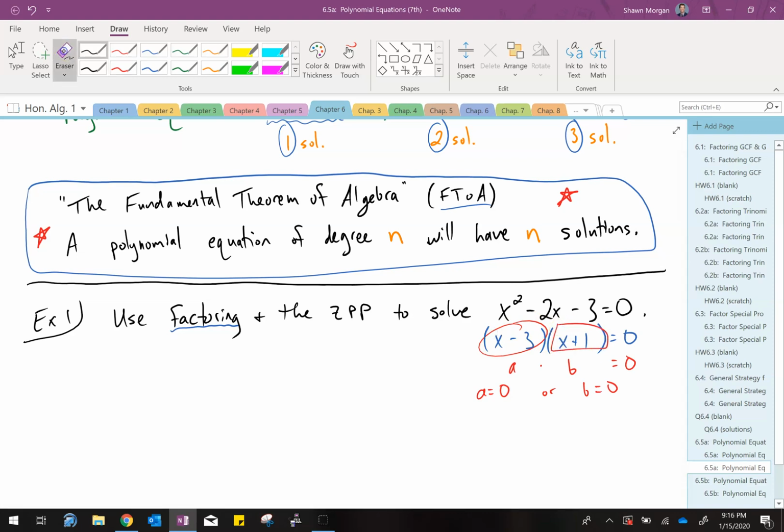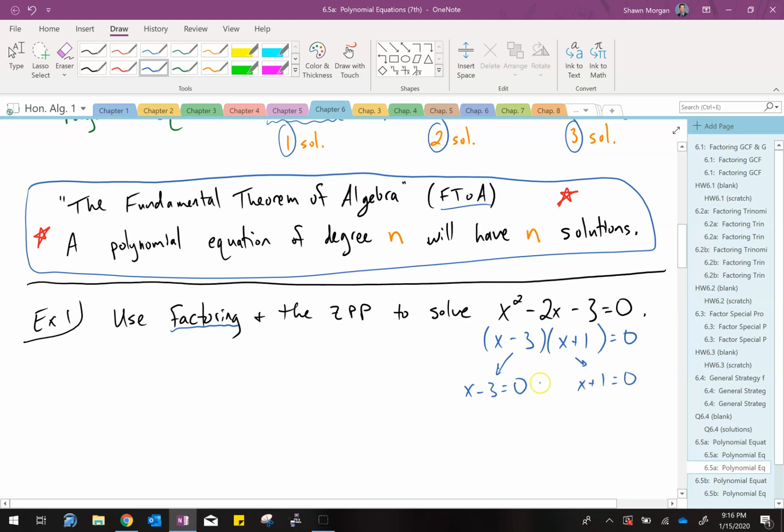So the way to get through all of this, and you guys will use this property enough, we'll use it dozens and dozens of times over the course of this year alone, is you just set each individual factor equal to 0. X minus 3 equals 0. And then we could say x plus 1 equals 0. All right, so those are our 2 answers. So x is going to equal, if I add 3 to both sides, x is going to equal 3, or x is going to equal -1. And those are our 2 answers.